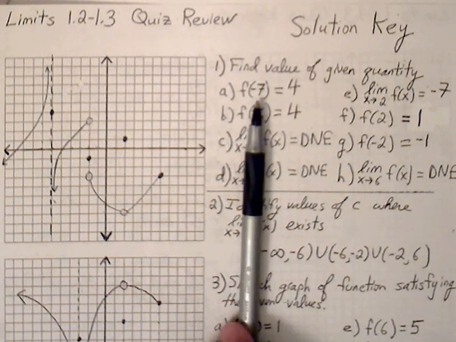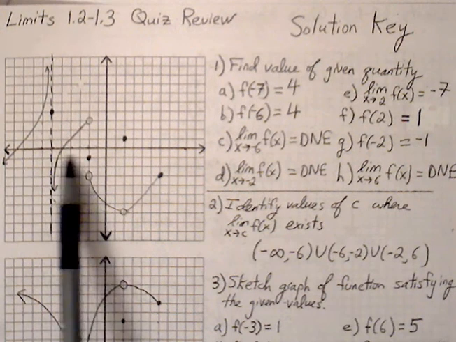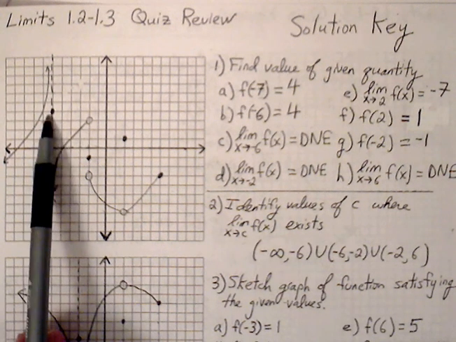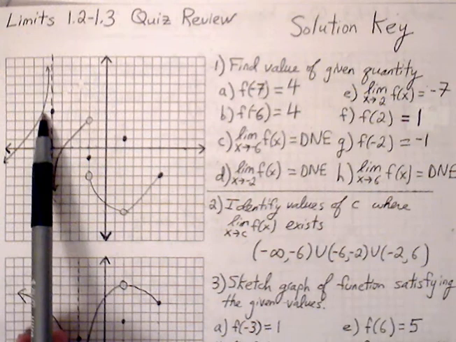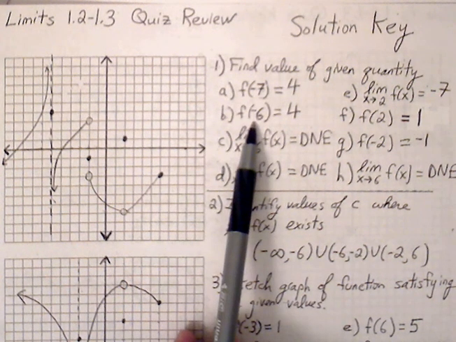So we're simply looking for the ordered pair on the graph. If we go to negative 7, we see that the y value is at 4. So f of negative 7 is equal to 4. f of negative 6, again, we're looking for the ordered pair.